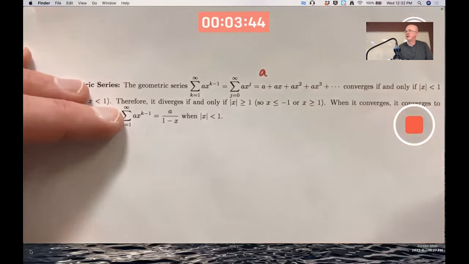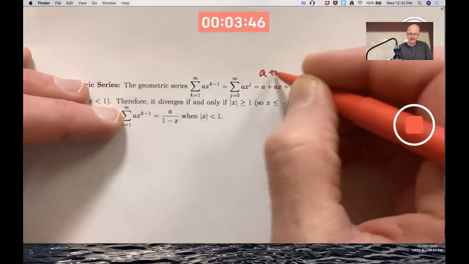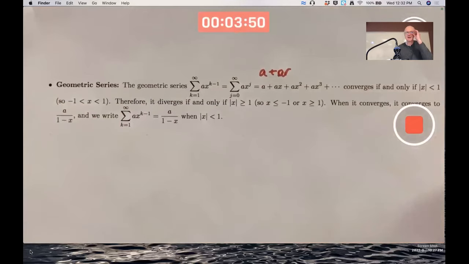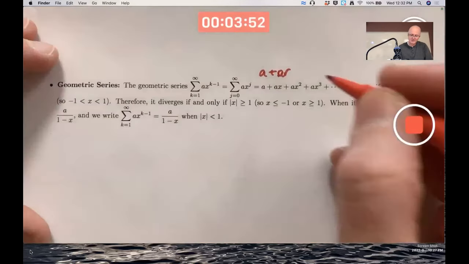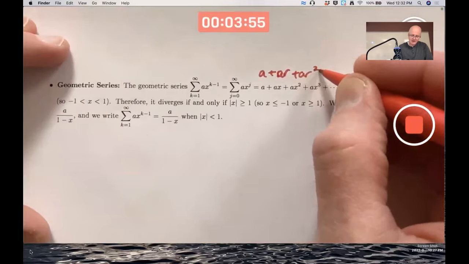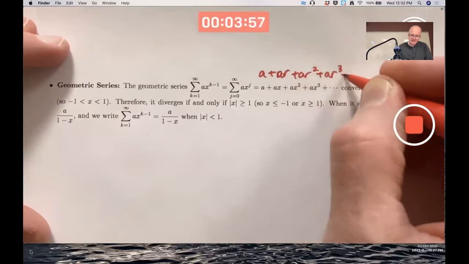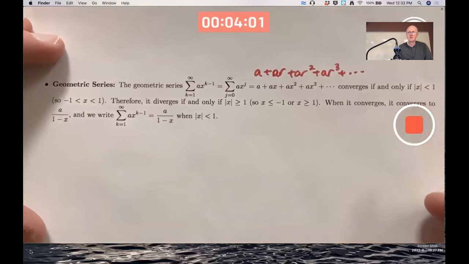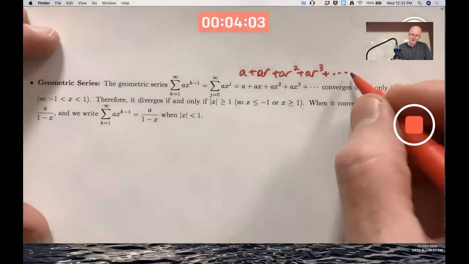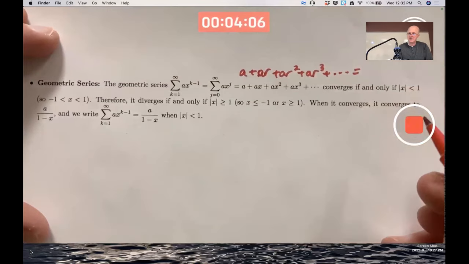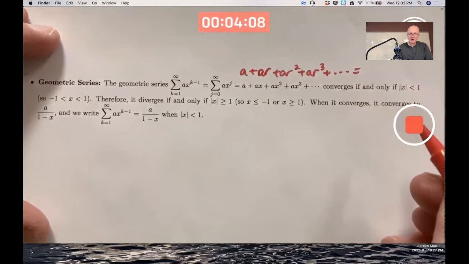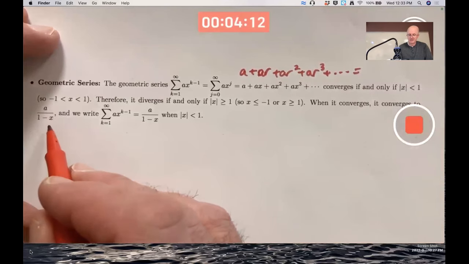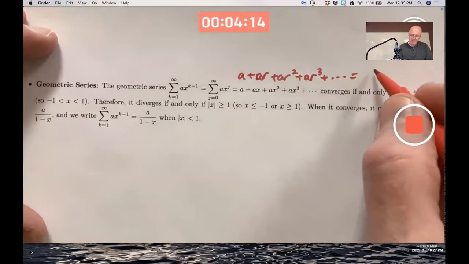Instead of calling the common ratio x, I want to call it common ratio r, which is a natural thing to do since r is the first letter in ratio. You'll often see geometric series written like that. And I can write it with summation notation as well. What does it sum to as long as the absolute value of r, the common ratio, is less than 1? We know it sums to the first term, a, over 1 minus the common ratio. So that's going to be a over 1 minus r.